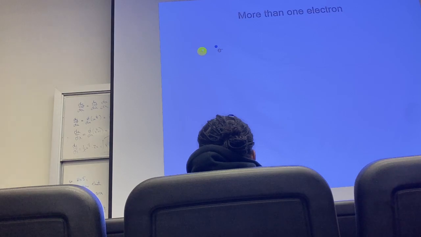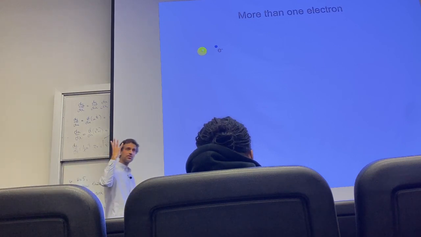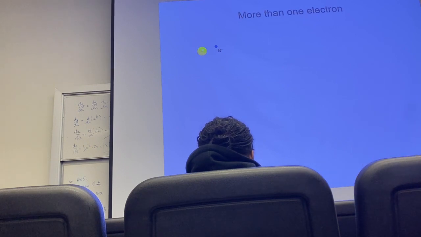Now we're going to take the next atom on the list, helium. Helium, of course, has 2 protons, also has a bunch of neutrons, typically 2. That's the nucleus, and it has 2 electrons. So, compared to hydrogen, a way more complicated system.